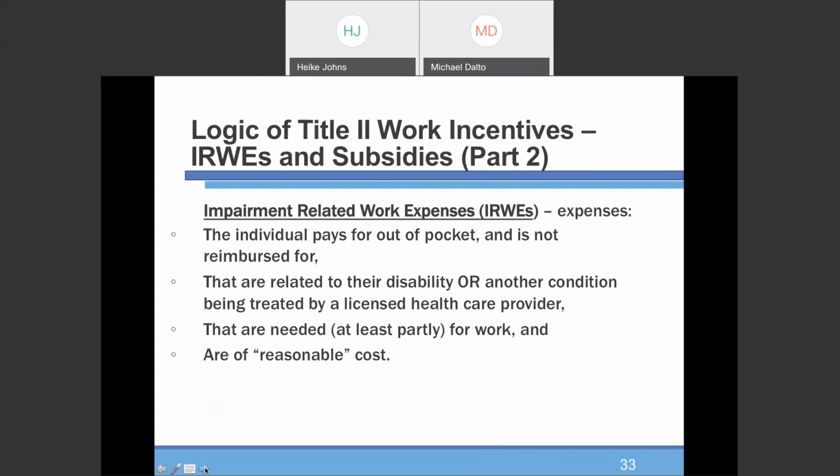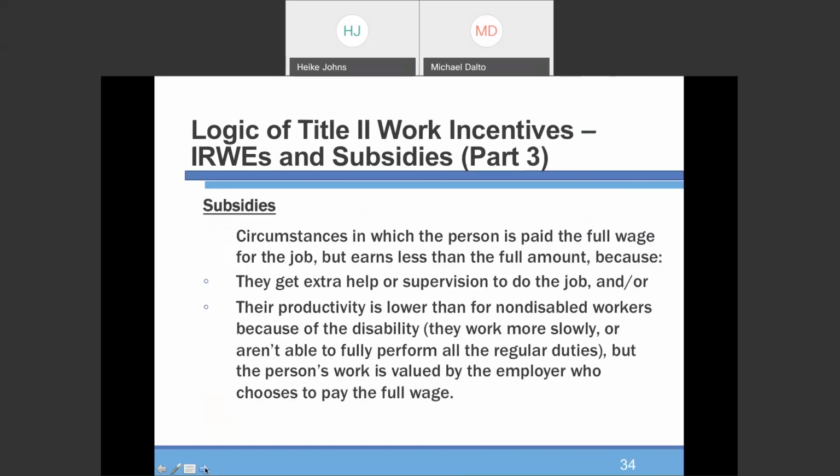Just a little refresher about IRWEs, impairment-related work expenses. These are expenses that meet 4 conditions. The person pays for them out of pocket and is not reimbursed. They are related to the person's disability of record that they're getting Title II benefits for, or to another condition they have that's being treated by a licensed healthcare provider. They're needed at least partly for work, although an IRWE could be an expense that a person might need outside of work as well. And they're of reasonable cost. The person's paying no more than the market rate for the expense.